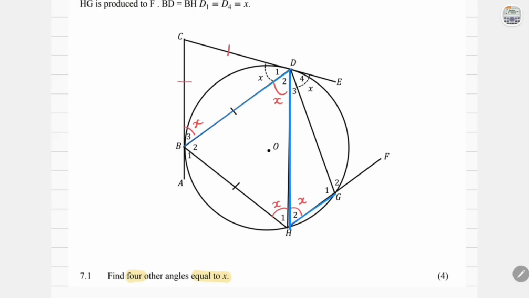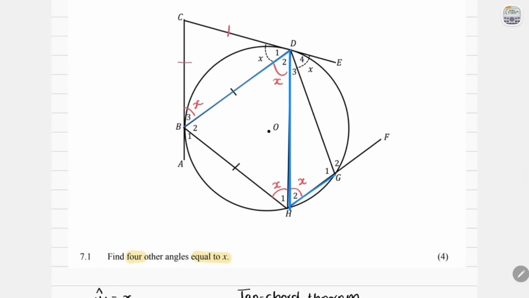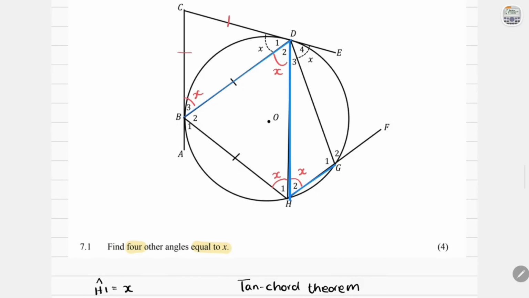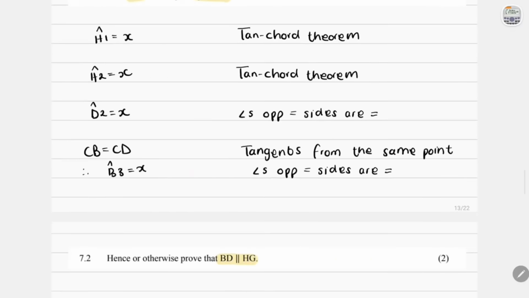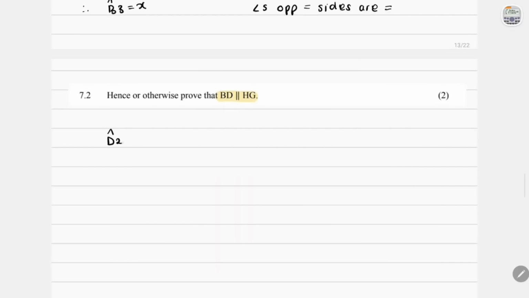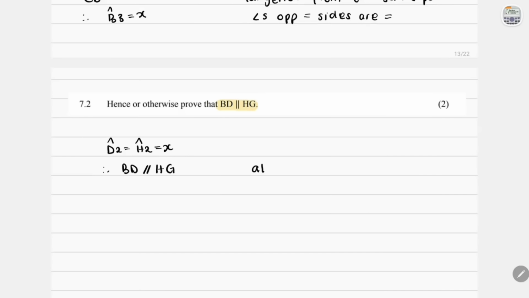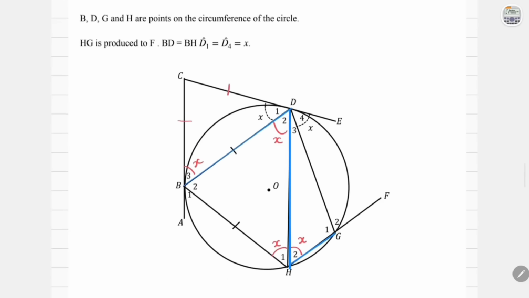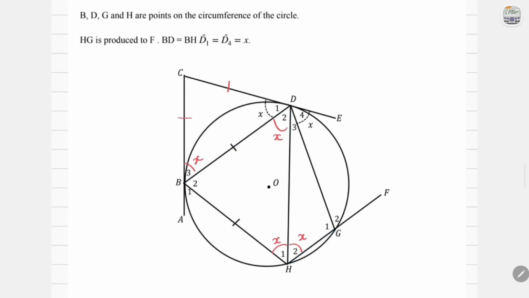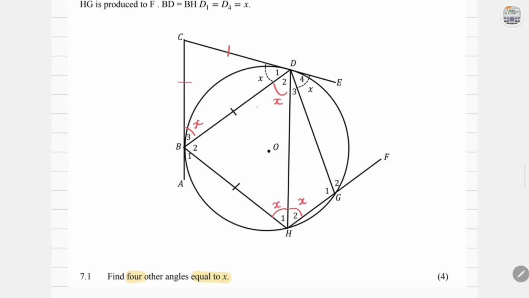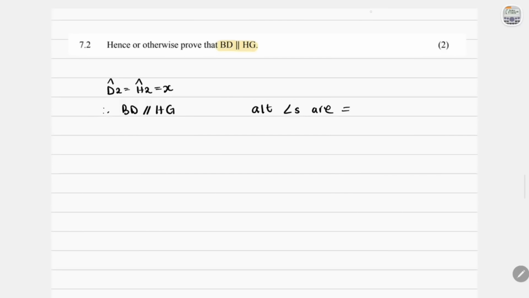So we can go ahead and tell them that we can see alternate angles here. Since they are equal, the lines are parallel. So we can tell them D2 equals H2. So angle D2 is equal to angle H2, and they're both equal to x. Therefore, BD is indeed parallel to HG, and this is because the alternate angles are equal. Therefore, the lines are parallel. So I'm also just going to put down the parallel marks to show that these lines are parallel as well. Okay, moving on to the next question.